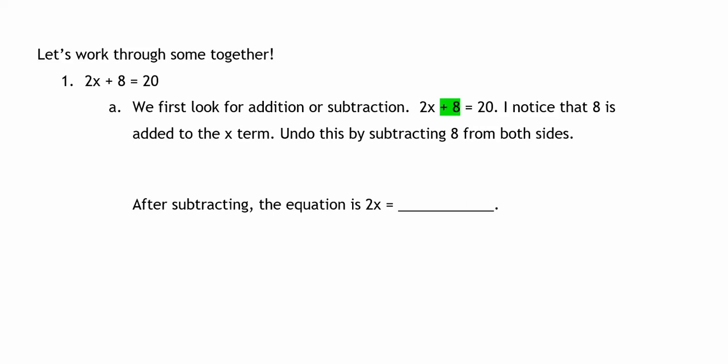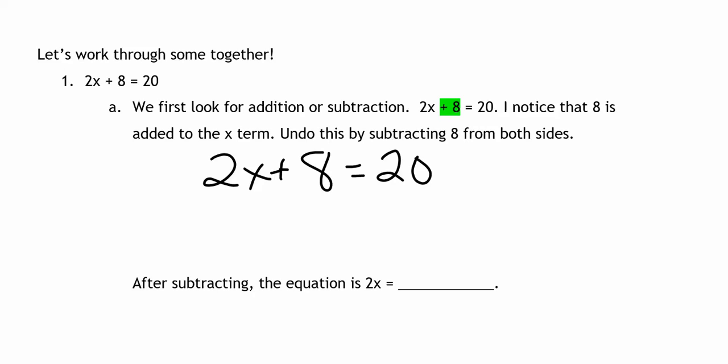You'll see that plus 8 is what's added to the 2x. So 8 is added to the x term. We need to get rid of that. We could undo adding by subtracting. Remember, whatever we do to the left side of the equation, we also have to do to the right.